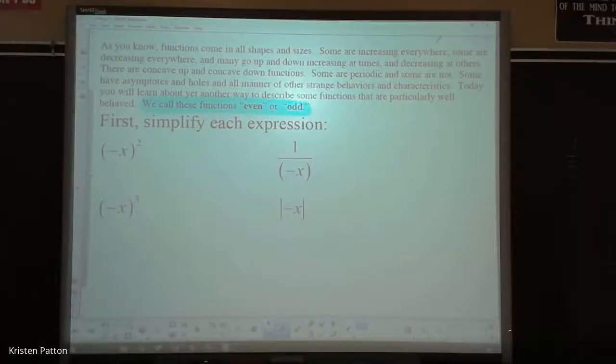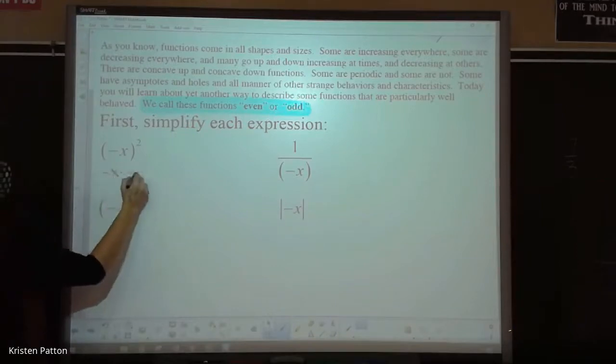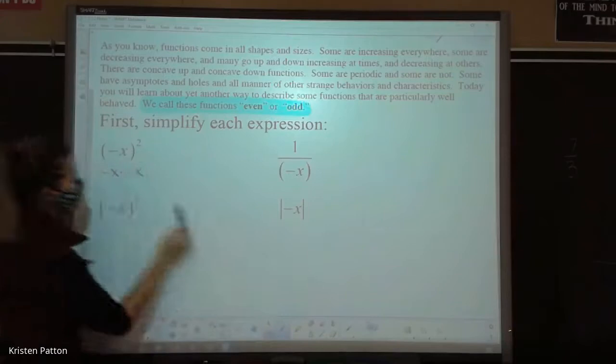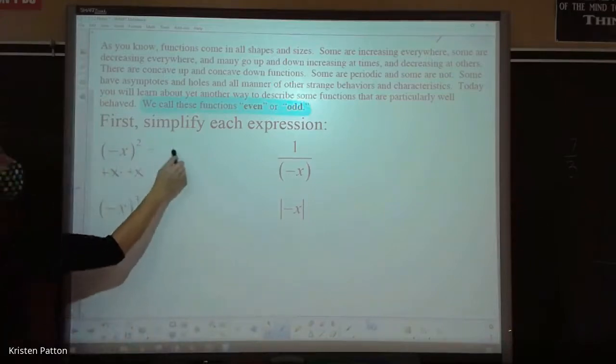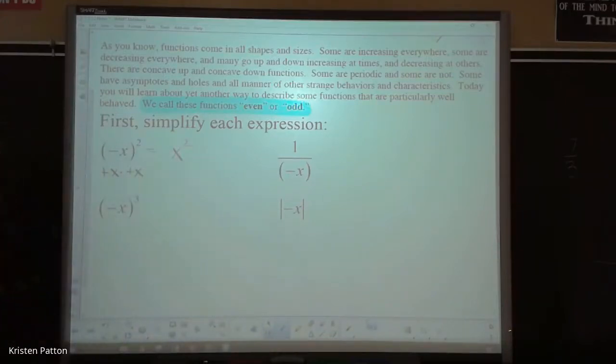What happens when you square a negative? It becomes positive, right? But don't forget, we still have to square the number. So you can even think of it like this: I have negative x times negative x. The negative times a negative is a positive, and I'm left with a positive x squared. So we still have to square the x, but the negative goes away.